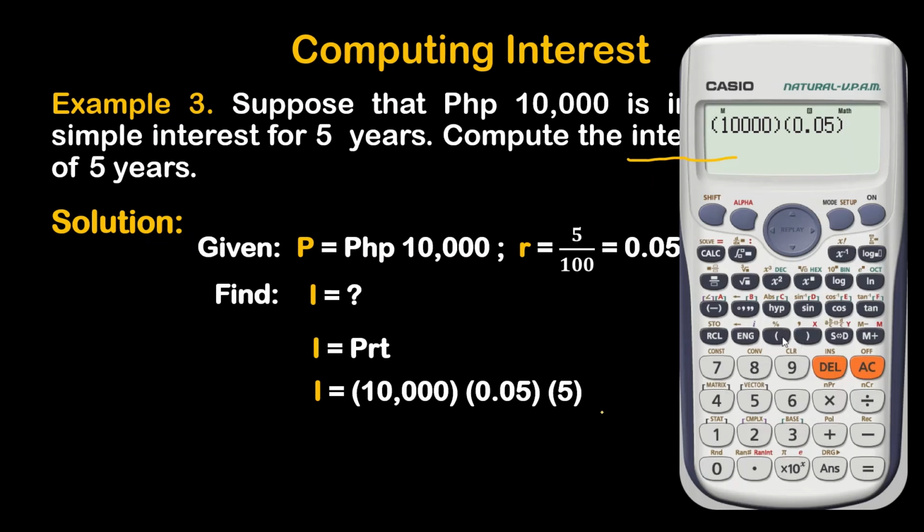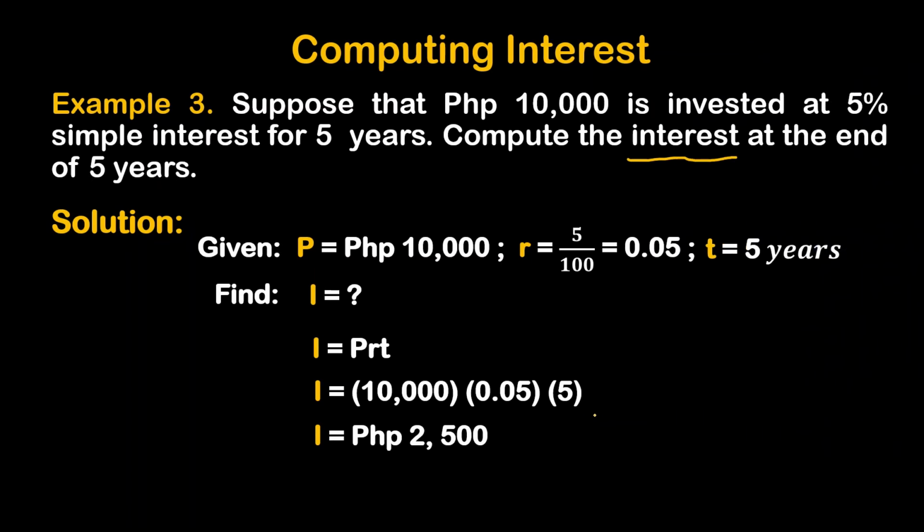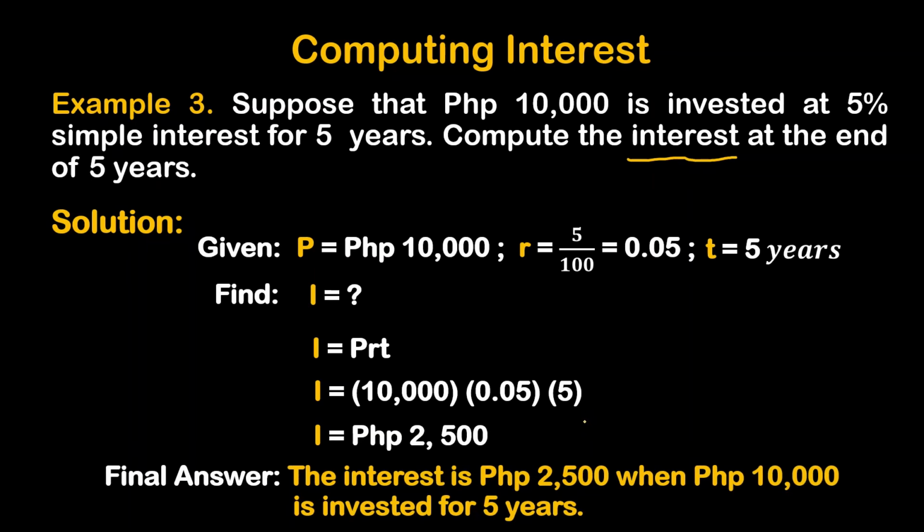Okay, times 5. Then click equal. Okay, click lang natin si equal. That is equal to 2,500 pesos. So that means ang interest is equal to 2,500 pesos. So therefore, para sa ating conclusion, the interest is 2,500 when 10,000 pesos is invested for 5 years. So that's our final answer.